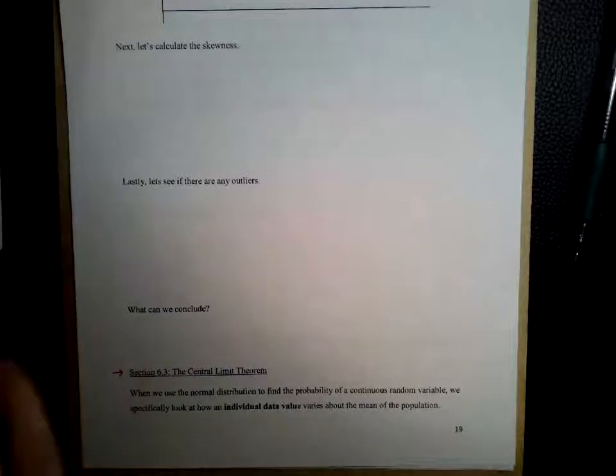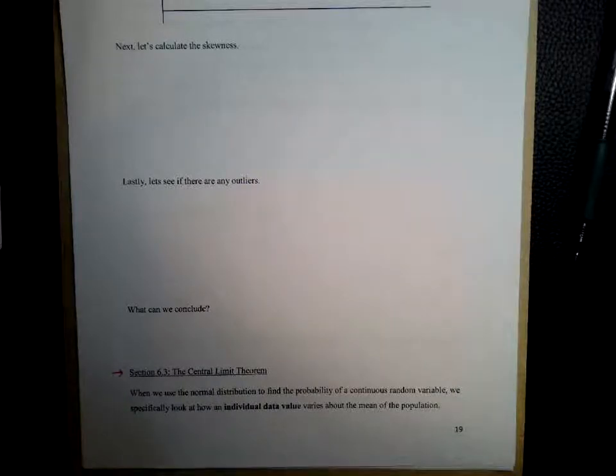All right, now we're on to the last section of Chapter 6, which is Section 6.3. And in this section, we're going to talk about what is known as the central limit theorem. When we use the normal distribution to find the probability of a continuous random variable, we specifically look at how an individual data value varies about the mean of the population.